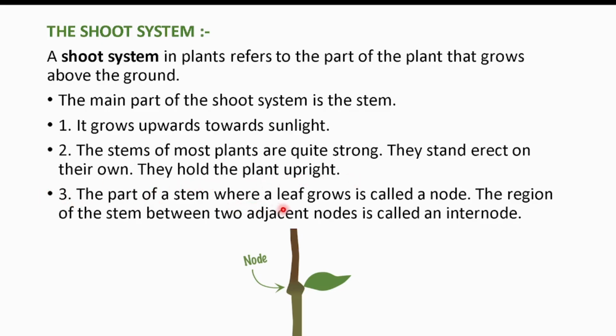The part of a stem where a leaf grows is called a node. The region of the stem between two adjacent nodes is called an internode.